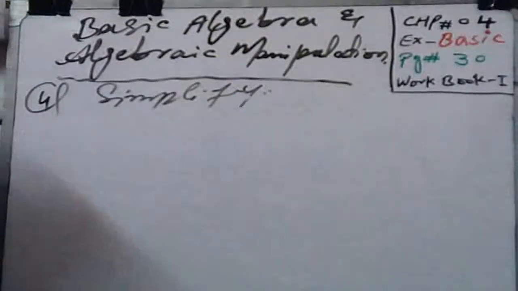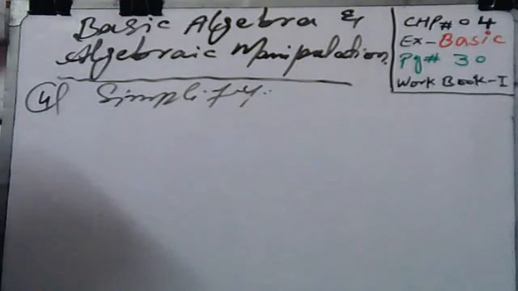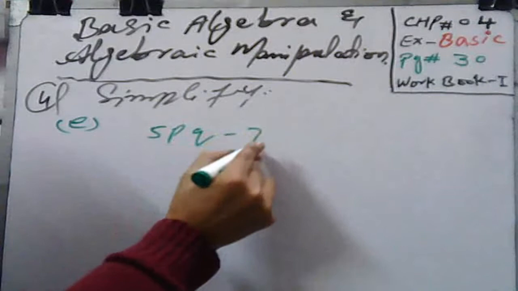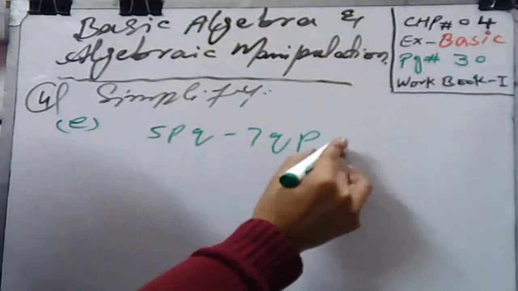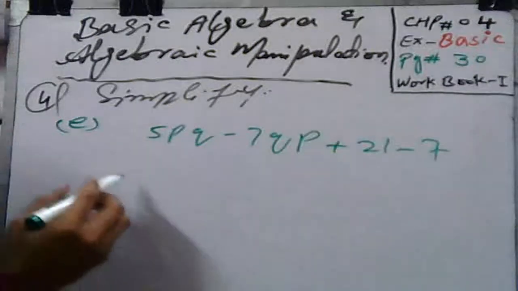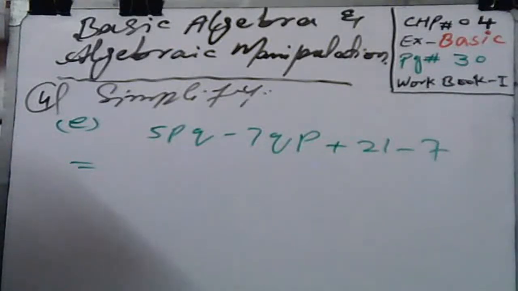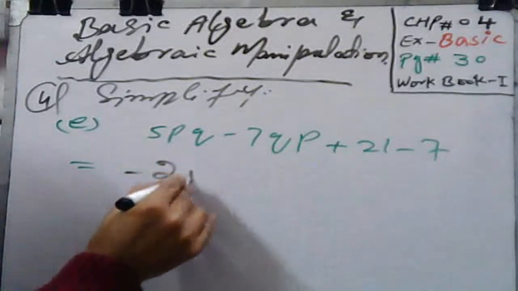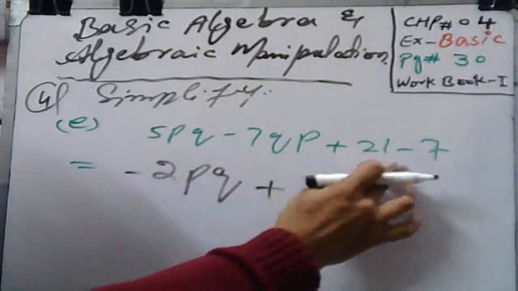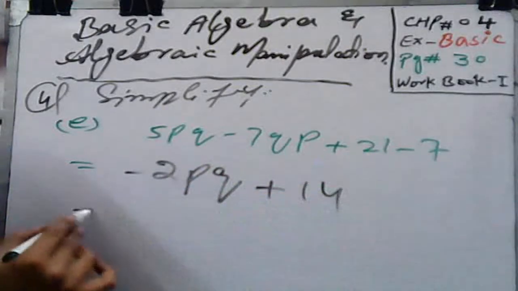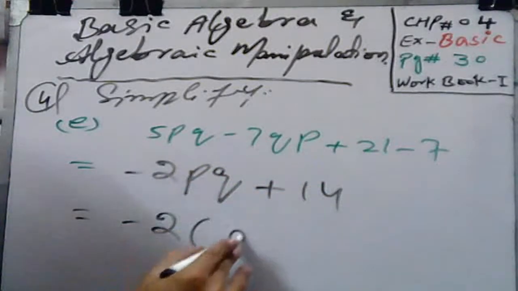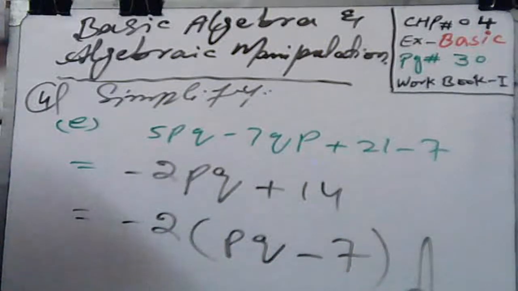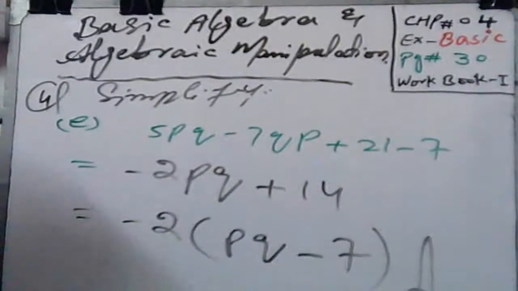Now in E part, 5pq minus 7qp plus 21 minus 7. So what will you get? You can say that qp and pq are both the same thing, so minus 2pq and plus 14. You can take common, minus 2, pq minus 7. That is your result.